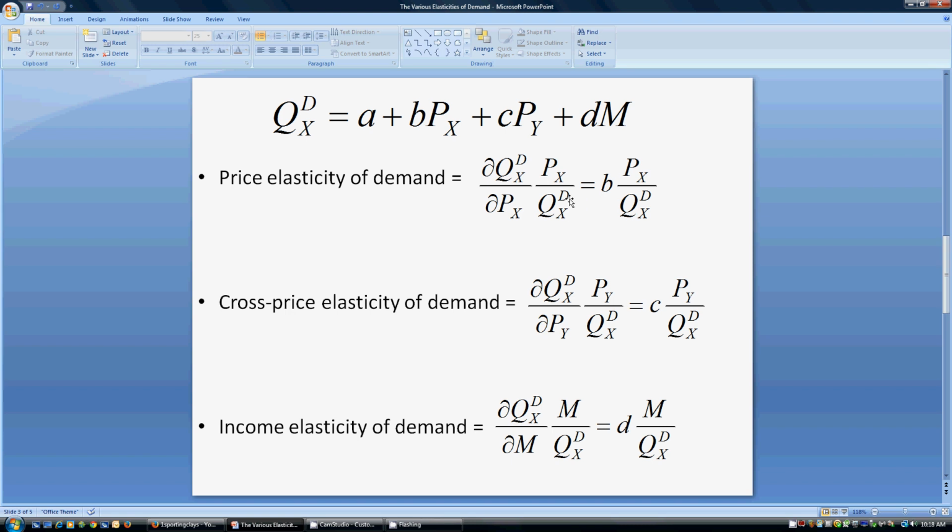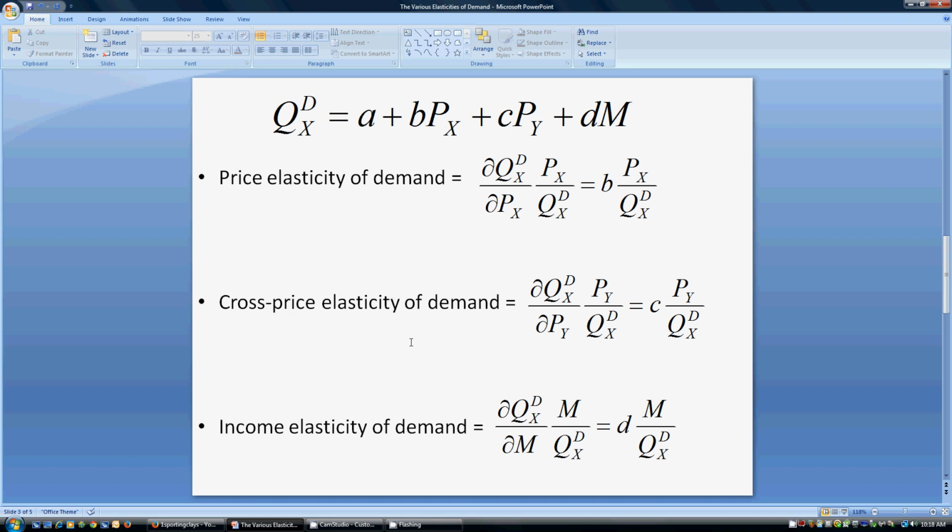Simplifying here, the partial derivative of the demand equation with respect to the price of good X is just going to be this coefficient here, this parameter B. So that's the first part of the formula. And as I said before, what we're going to do then is multiply this parameter, this coefficient, by some value for the price of good X and divide it by the quantity demanded of good X.